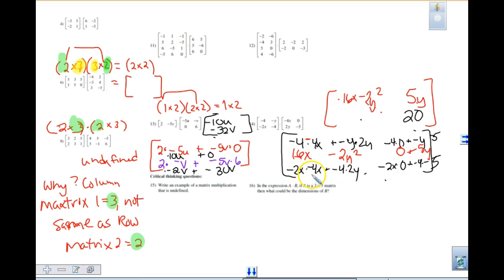Positive 8x squared, plus or minus 8y. Okay?